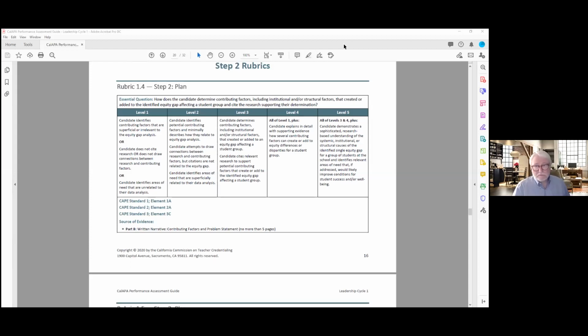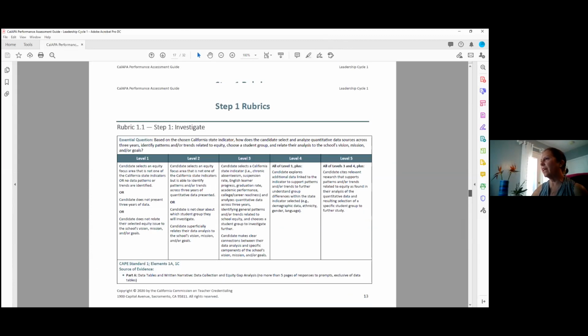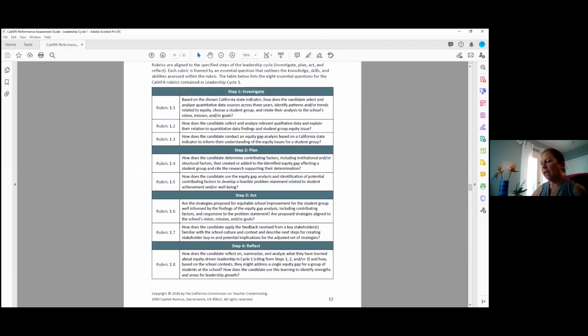Well, it's always just so important to ground our work in the research, isn't it? So let's look at the essential questions chart, Lori, just to point out we have 2 rubrics in step 2 for measuring that candidate's capacity to plan. The first one, 1.4, is focused on how the candidate determines contributing factors, including institutional and/or structural, that created or added to the identified equity gap, affecting one student group, and cites the research supporting their determination. That's the first rubric, essential question.